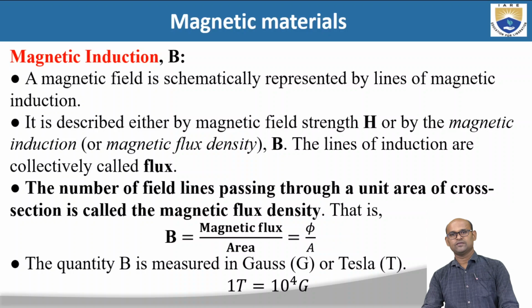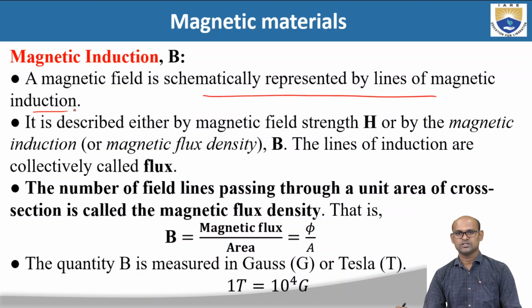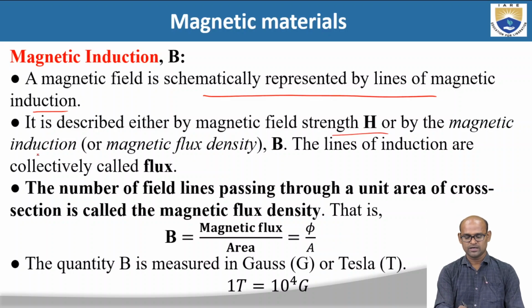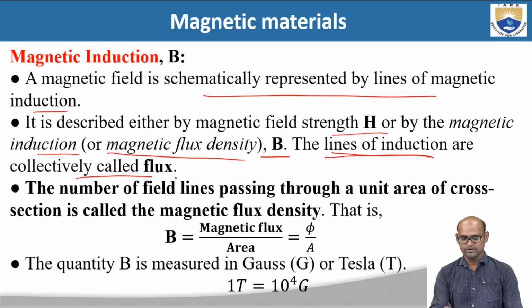Magnetic induction. A magnetic field is schematically represented by lines of magnetic induction, and it is described either by magnetic field strength H or magnetic induction or magnetic flux density. Magnetic induction B is nothing but the magnetic flux lines of induction. The lines of induction are collectively called flux. Magnetic induction is defined as the number of field lines passing through a unit area of cross section, called magnetic flux density. So, B is equal to magnetic flux per unit area.